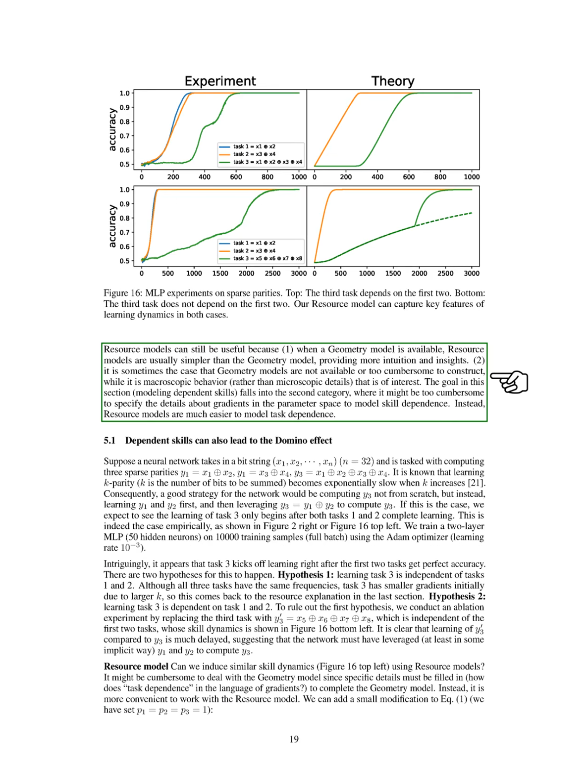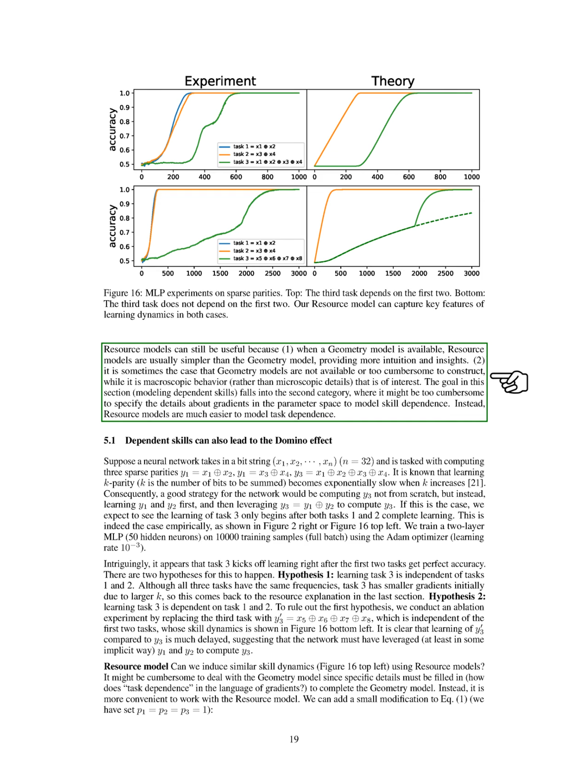First, it is generally simpler and provides better intuition. Second, there are times when the geometry model is either unavailable or too complex to construct, especially when we are more interested in overall behavior rather than intricate details. Our focus here is on modeling dependent skills, which often makes it cumbersome to specify detailed parameters. Resource models simplify the task of modeling skill dependence.